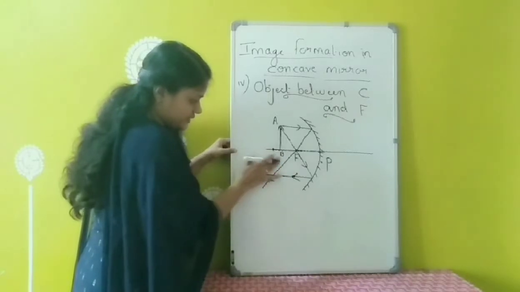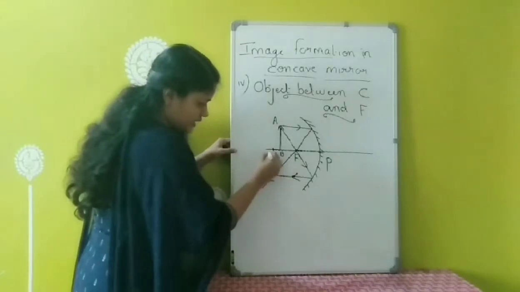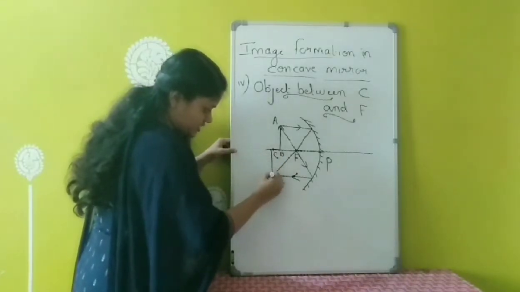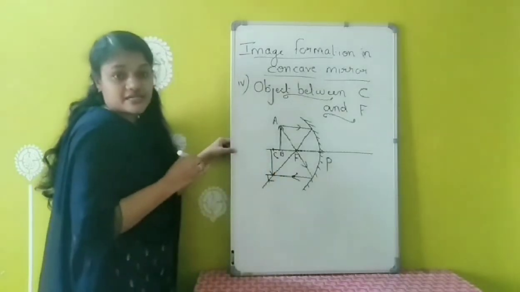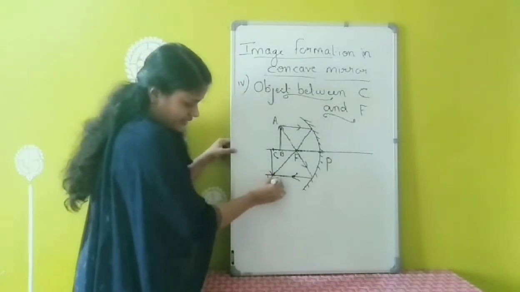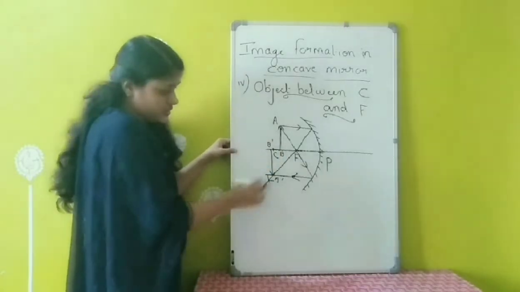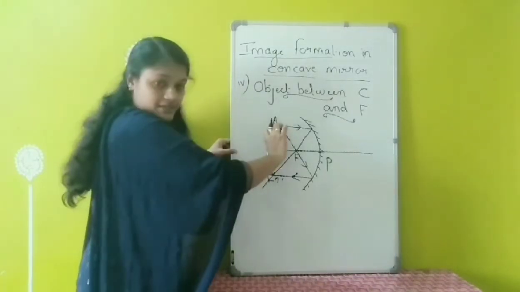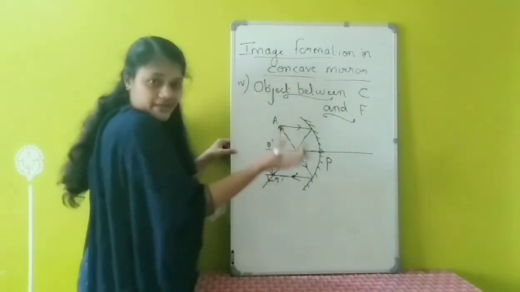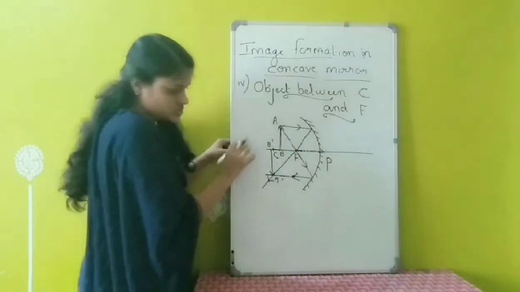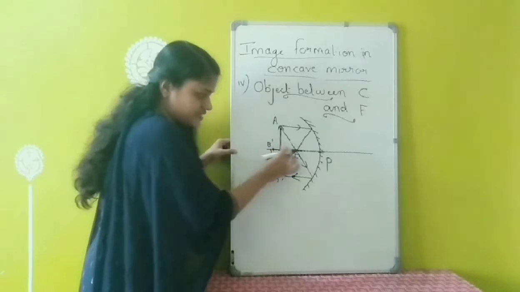So we are getting the image. This is C, and we are getting the image beyond C. I am marking it as A dash, B dash. So A dash, B dash is the image. And from the figure itself, this image may be somewhat enlarged compared to the size of the object. Here we are placing the object between C and F.